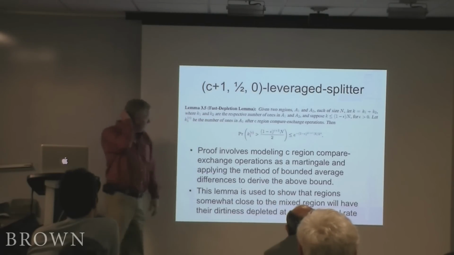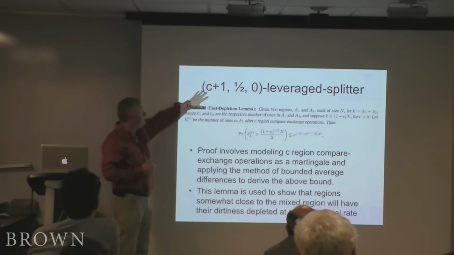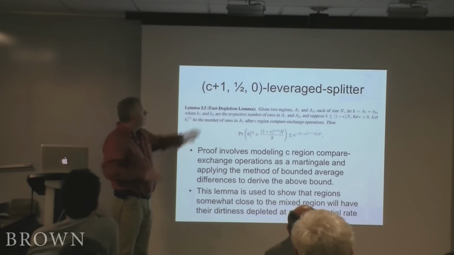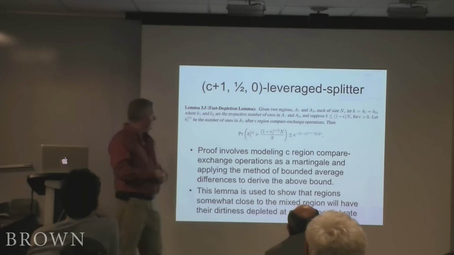So here's one of the 3 lemmas, the one that proves that the region compare-exchange operation is a C plus 1 1/2 zero numbered splitter.